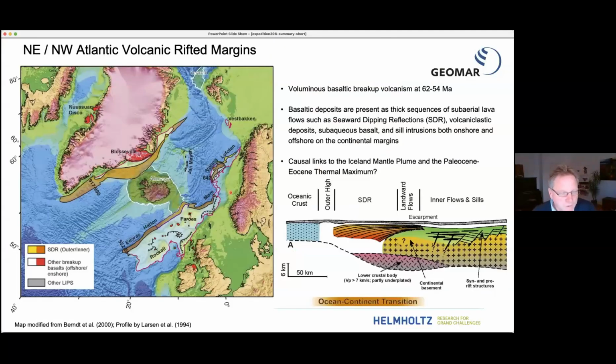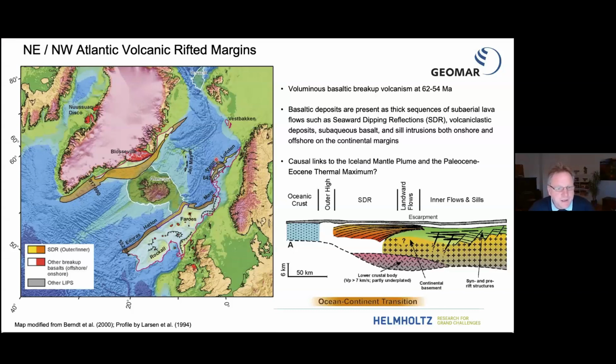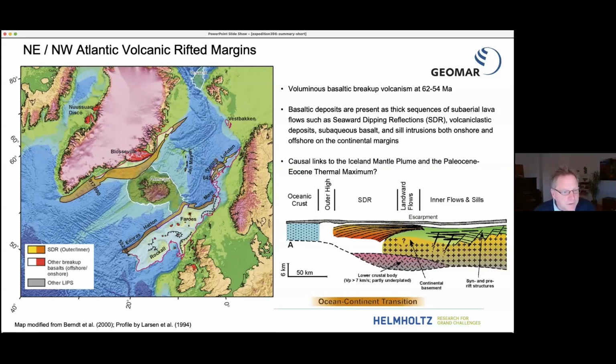What we studied during this IODP Expedition 396 is the breakup volcanics of the Norwegian margin, which are part of the North Atlantic igneous province that formed during the opening of the Atlantic Ocean about 55 million years ago. This has been the type example of a volcanic rifted margin and has been studied basically since the 1960s with the first campaigns of the DSDP drilling program.